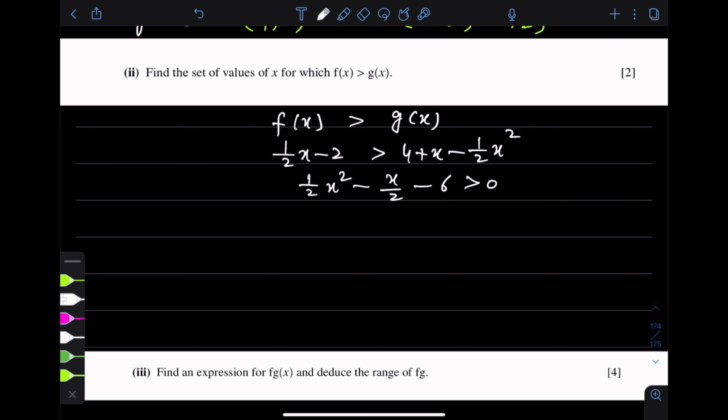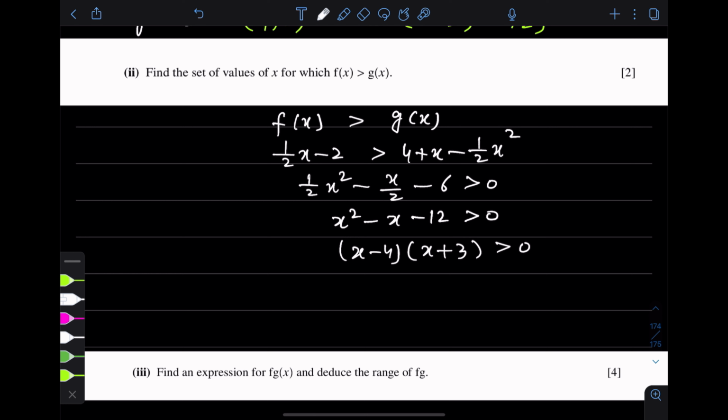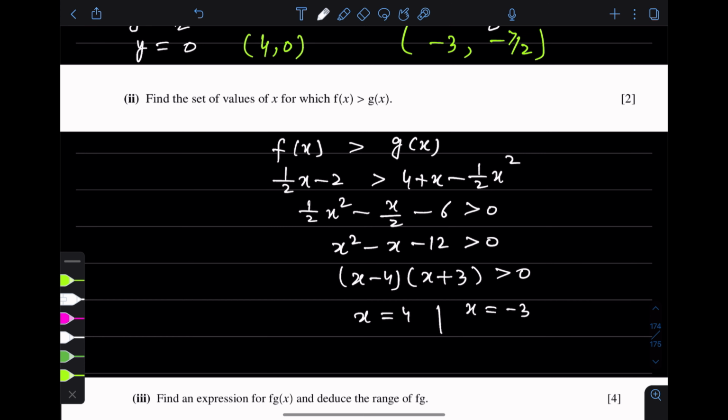Multiplying by 2 each side, we get x square minus x minus 12 greater than 0. Factorizing, we get x minus 4, x plus 3, as we have already done in the above part, greater than 0. Critical values x is equal to 4 or x is equal to negative 3. Now we will find the set of values which satisfy the above inequality, f(x) greater than g(x).